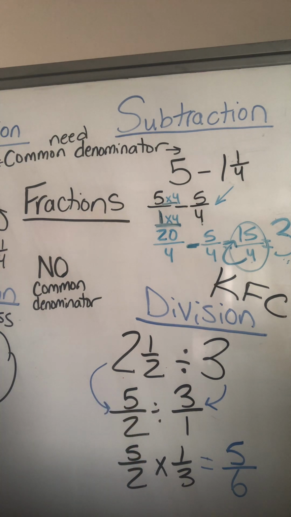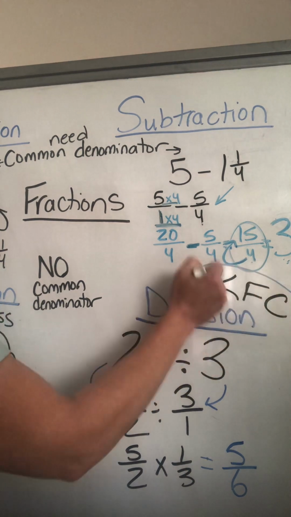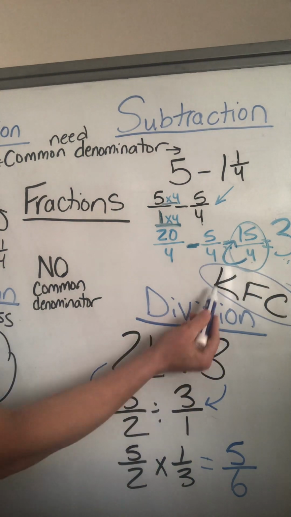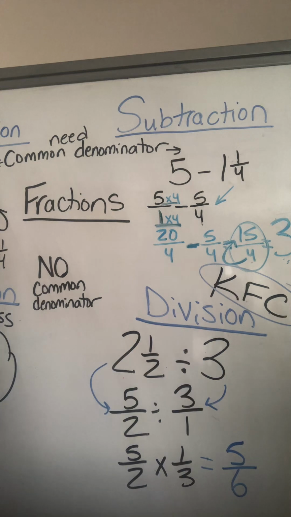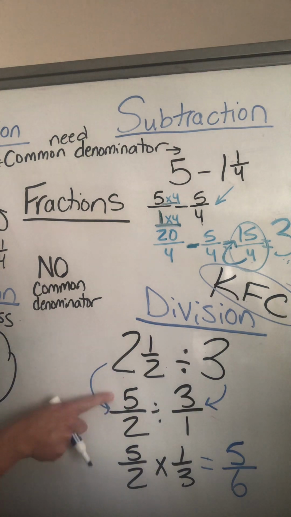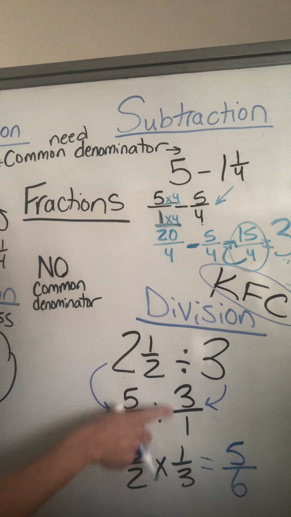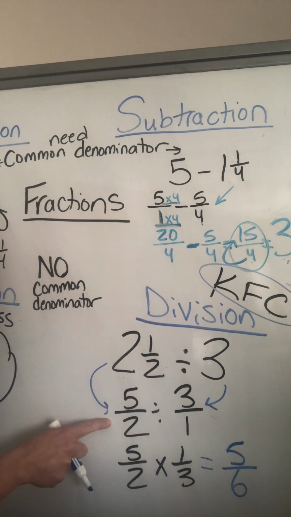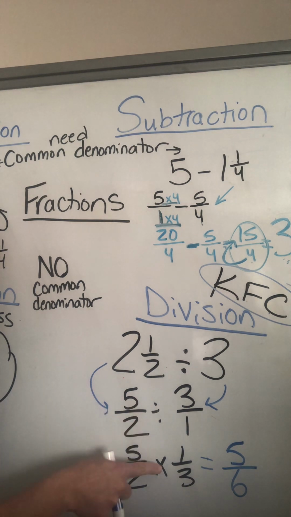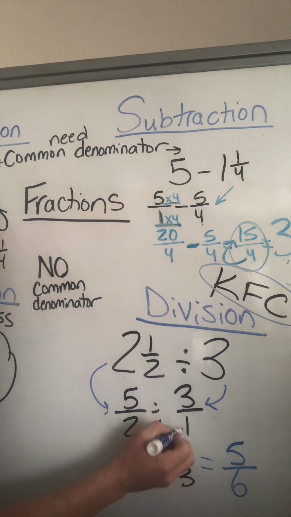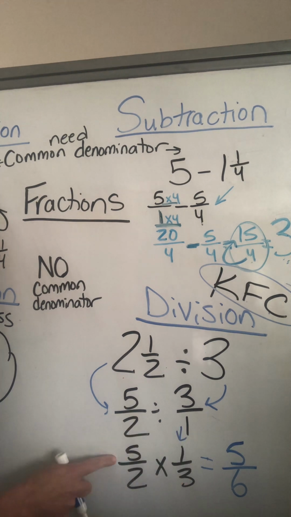And what method do we use to divide fractions? Your keep, flip, change, KFC. So we're going to keep the left number and flip the right. So we're keeping 5/2, flipping 3/1, and then changing our division to multiplication. So now we have 5 over 2 times 1 over 3 because we flipped here. Now, when you multiply, remember you just multiply straight across. So 5 times 1 is 5, 2 times 3 is 6, and your answer is 5/6.